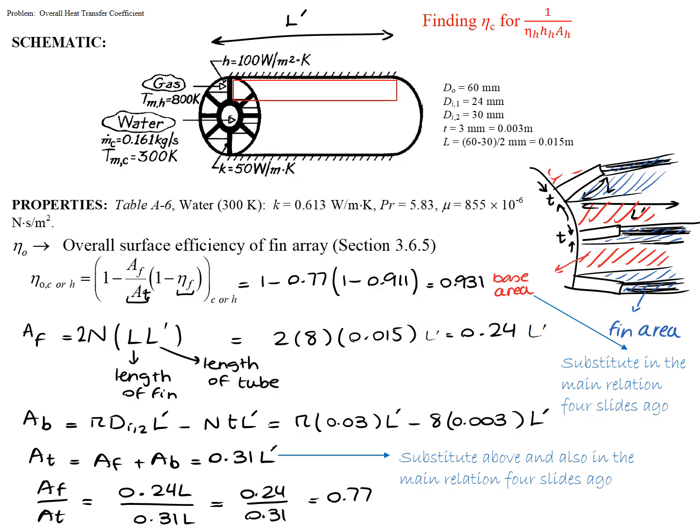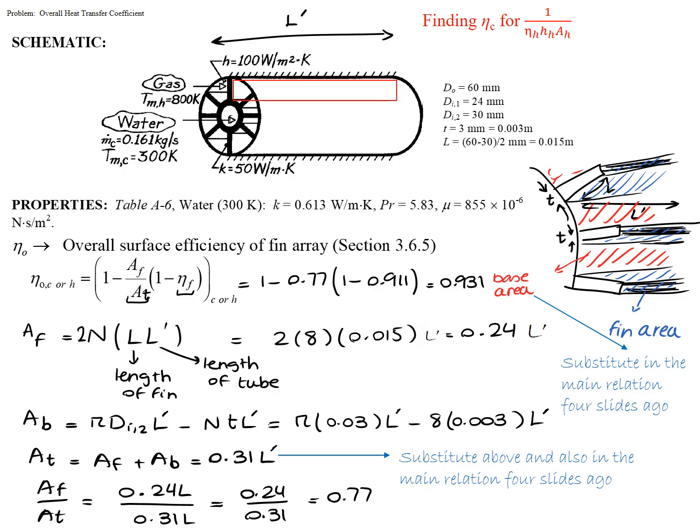That will leave you with the area, the exposed base area, which again is a relation in terms of L prime, because we don't quite know what the length of the heat exchanger is. And then we can add these two up to calculate the total area, which will add up to be 0.31 L prime. Again, this relation is based on L prime.